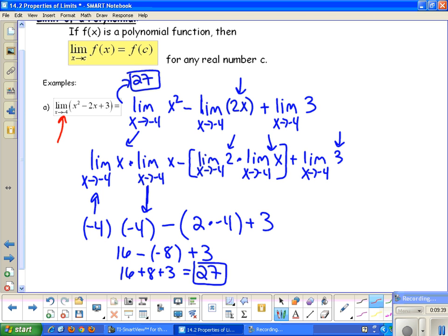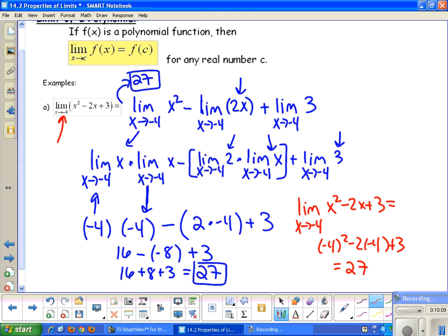So I know the domain of x squared minus 2x plus 3 is all real numbers, because I don't have any variables in my denominator, nor do I have any variables underneath a radical, or even root I should say. So in this case, I could have just done the limit as x approaches -4 and plugged in -4 for x. So this would be -4 squared minus 2 times -4 plus 3, and I get 27.